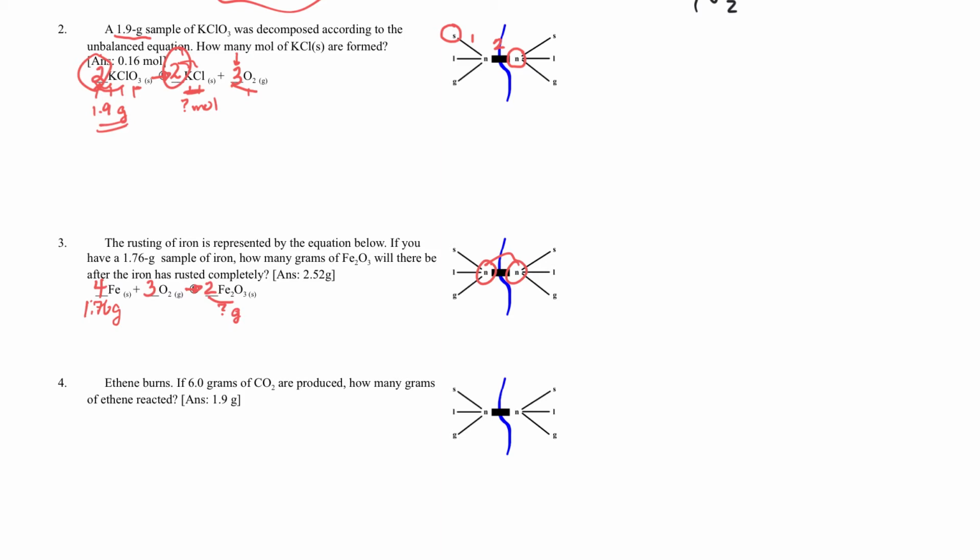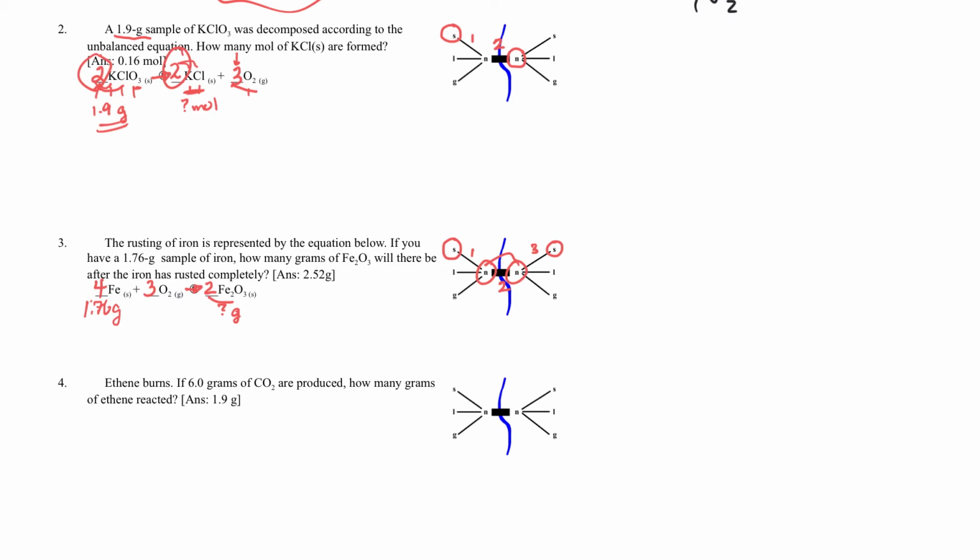So I'm starting in Solidsville. I have to get to moles. I have to go across the river, and then I also have to go up to grams on this side. So that's a 3-stepper question, that one. Next question.